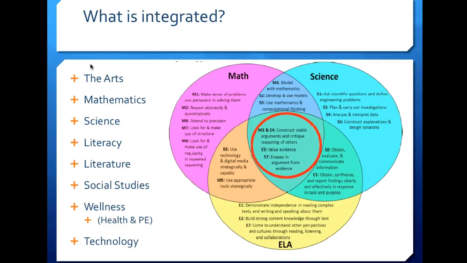And they all require students to be able to construct viable arguments and critique the reasoning of others, use valid evidence as support for a claim, and engage in argument from evidence. All of these three things do. So those are the core skills and abilities that these three contain.